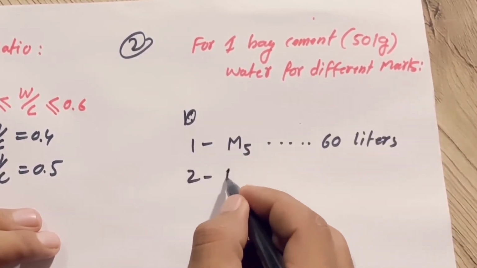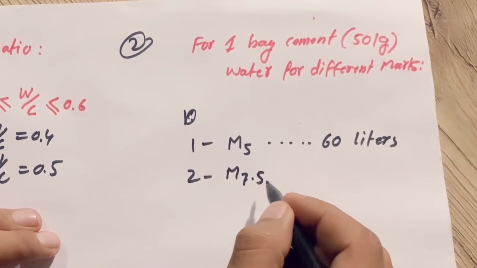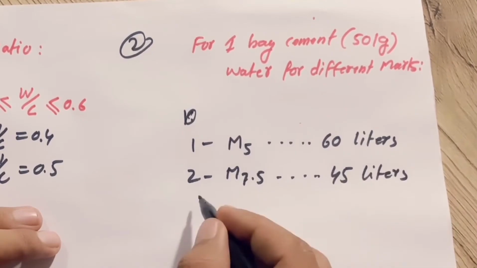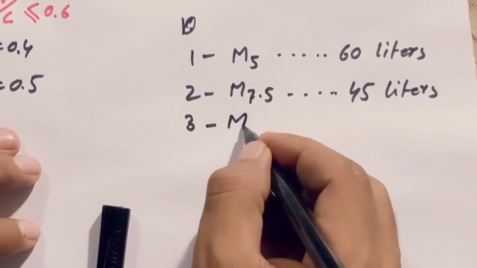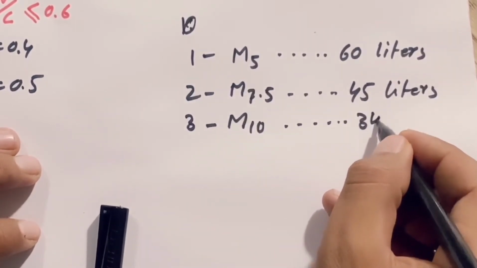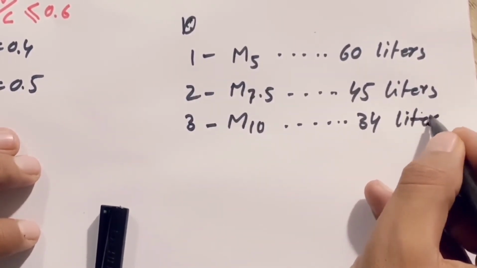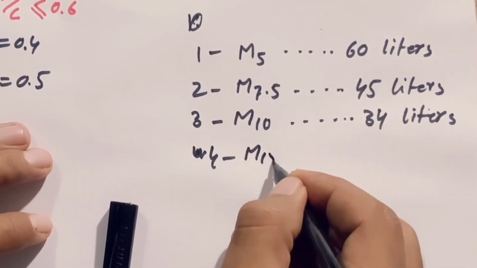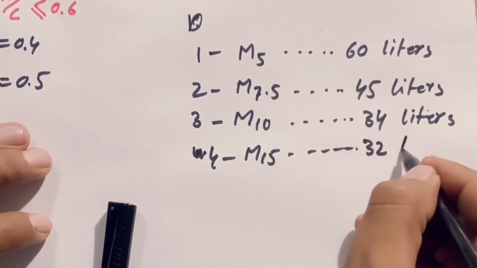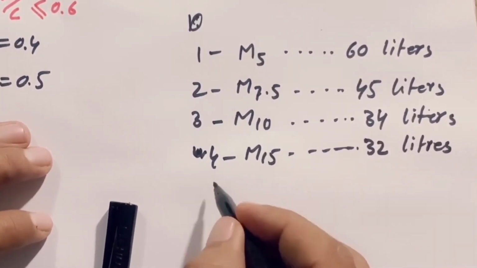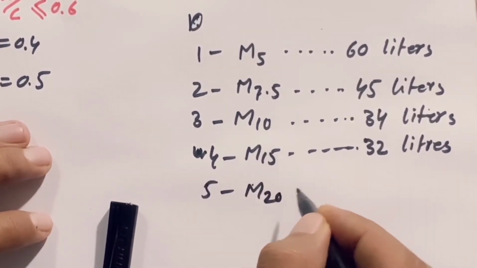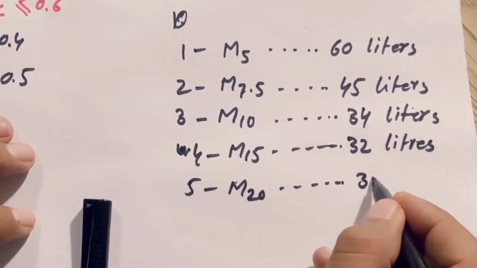For M7.5, 45 liters are required. For M10, 34 liters are required. For M15, 32 liters are required. For M20, 30 liters are required.